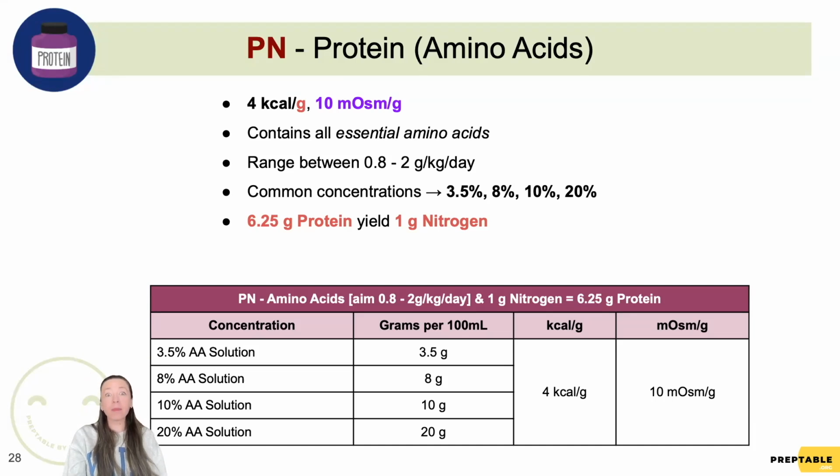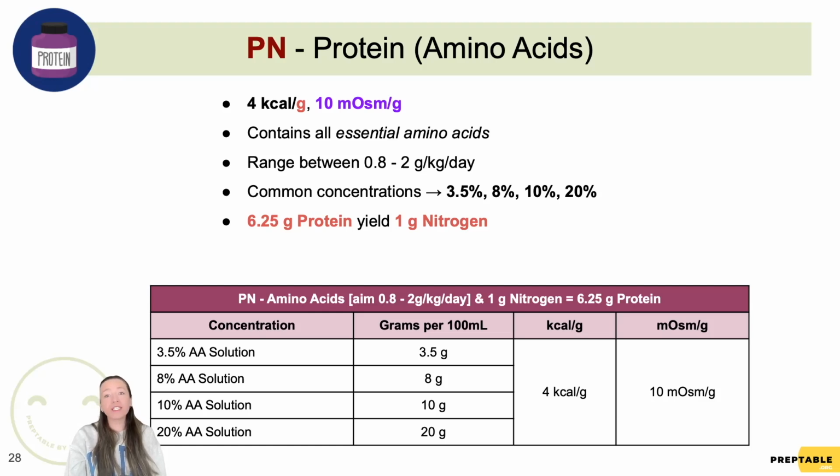PN solutions must contain all of the essential amino acids, and then a variety of non-essential amino acids as well, but there is more variation in the latter. When determining the appropriate amount of protein for a patient, it usually ranges anywhere between 0.8 to 2 grams per kilogram per day. And what we provide is highly dependent on the patient's condition.